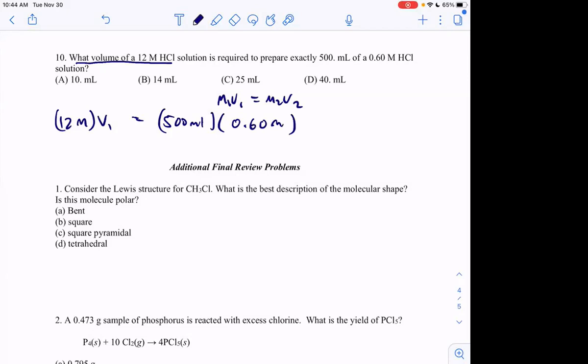Divide by the 0.6 molar, the molarity goes away. Divide by the 500 mL. I'm sorry, the other way around. Divide by the 12 molar, the molarity goes away. You're left with mL on the right, and your answer is what? 25, C. Okay. Questions on that one?